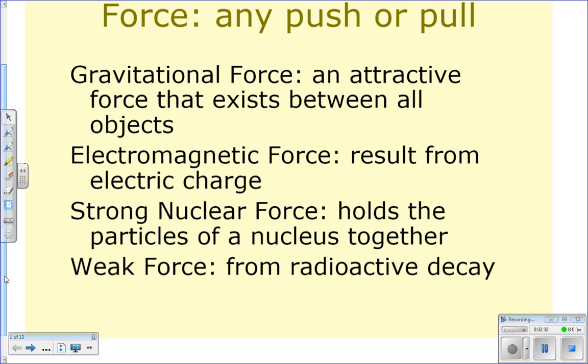There's a strong nuclear force. That's the force that holds the particles of a nucleus together. If you think about it, the nucleus of an atom has a bunch of protons and neutrons in there. Well, the protons are positively charged. The neutrons have no charge. And typically, things that have the same kind of charge will want to get as far away from each other as possible. So those protons that are in there would want to repel each other. So there needs to be a very strong force that holds those particles in there together. So that's the strong nuclear force.